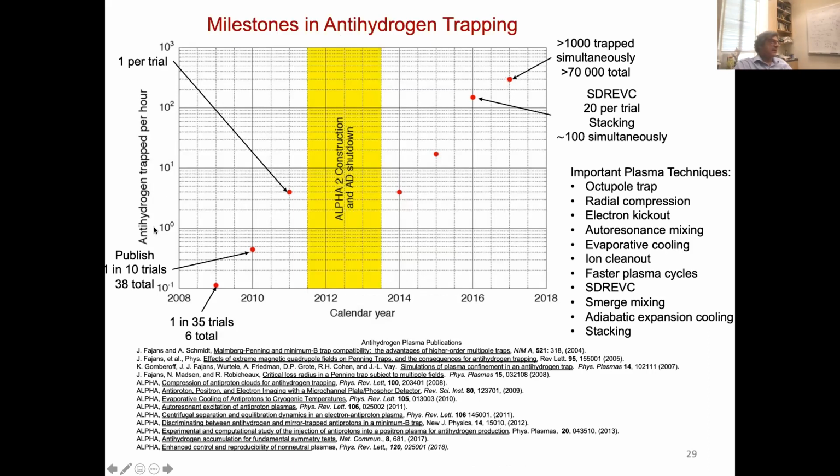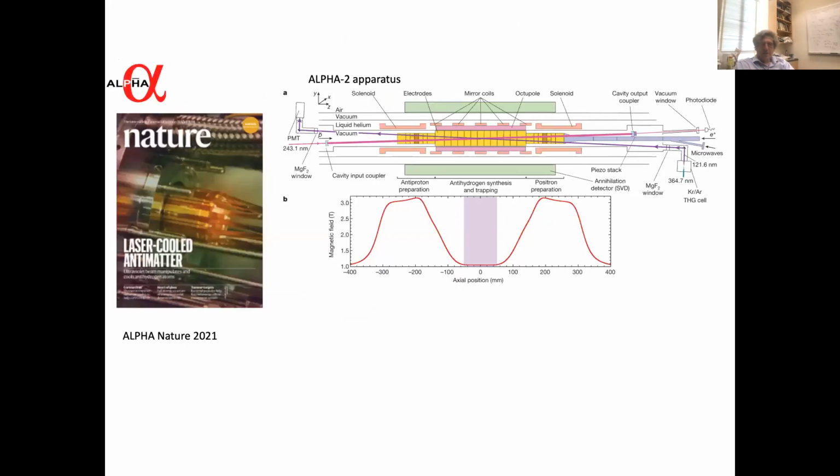This is the antihydrogen trapped per hour as a function of calendar year. And here you can see in 2010, it was less than 1 per hour. And in 2017 or so, it was up at 200 or 300 per hour. We can trap them, we can stack them, you trap, and then you trap some more, you can stack over 1,000. And we had over 70,000 total that year. Okay, and the rest is just details.